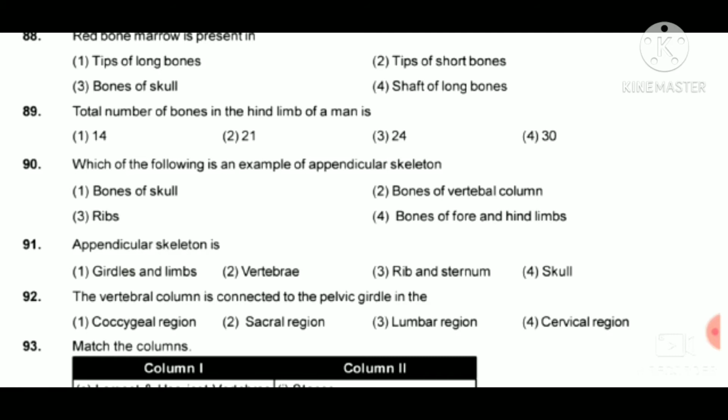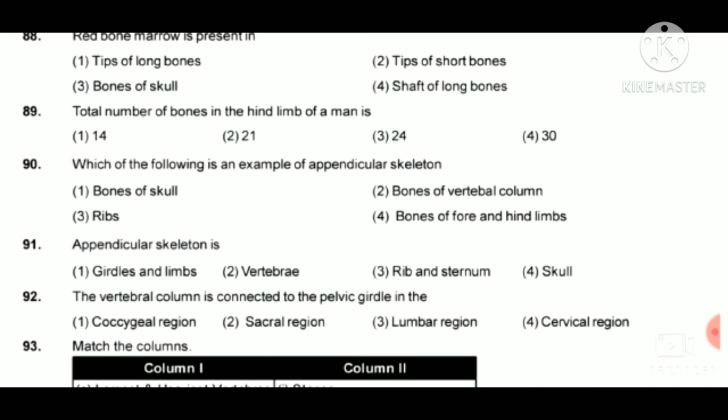Which of the following is an example of an appendicular skeleton? Number 1 bones of skull, number 2 bones of vertebral column, number 3 ribs, number 4 bones of fore and hind limbs. Appendicular skeleton consists of bones of pelvic and pectoral girdle, limb bones and bones of hands and feet. So the answer is option number 4 bones of fore and hind limbs. Next is question number 91.